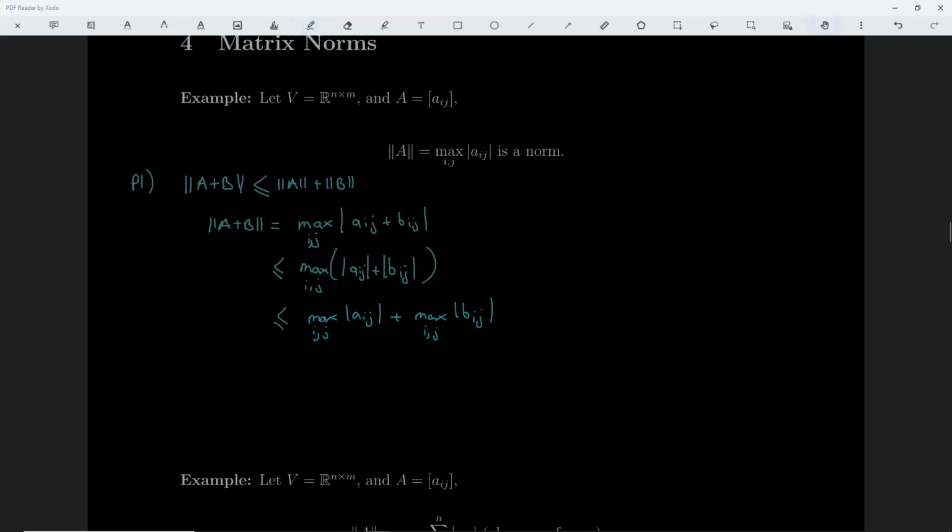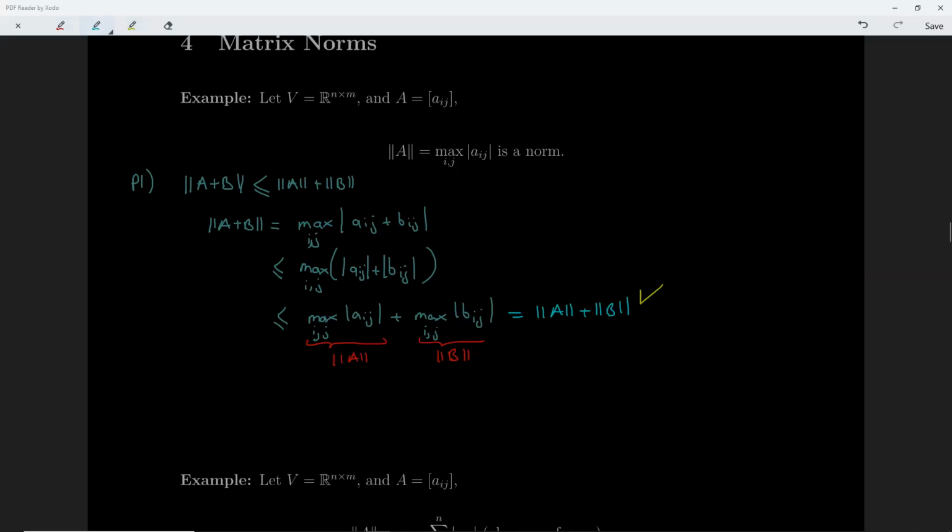And as you saw already, I guess that we were able to change the color here. So this has now become the definition of norm of A, and this became the definition of norm of B. So we were able to show that norm A plus B is less than or equal to norm A plus norm B. So the first thing that we need to show is shown. Let's try to show the remaining ones.